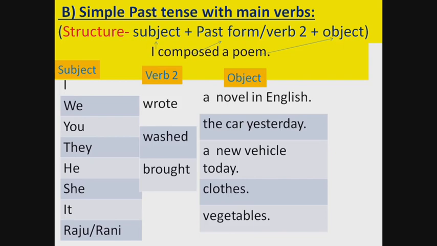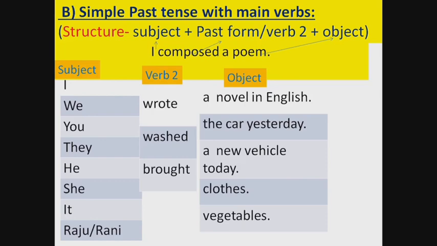I wrote a novel in English. We wrote a novel in English. You wrote a novel in English. They wrote a novel in English. In this, wrote, that is V2 form of the verb write, will never change. Examples: I washed the car yesterday. We washed the car yesterday. You washed the car yesterday. They washed the car yesterday, etc.